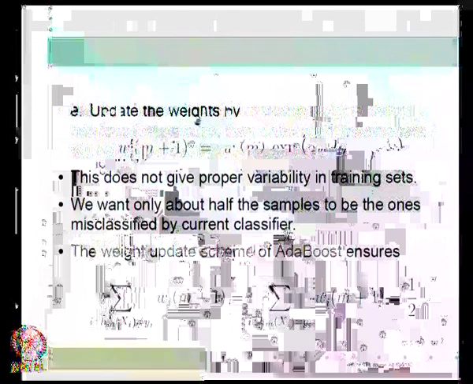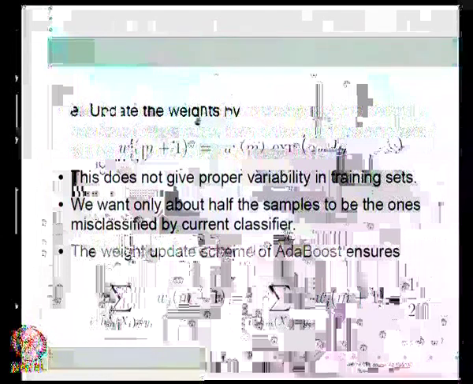So, half the weight is for patterns correctly classified by hm, and half the weight at the m plus first iteration is for patterns incorrectly classified by h. So, when I am sampling from my training data at the m plus first iteration, likely half the patterns will be ones which are correctly classified by HM, and half the patterns are incorrectly classified by HM.